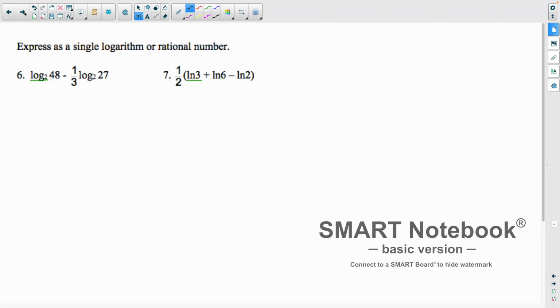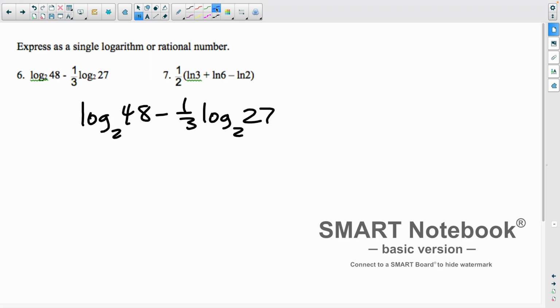Okay. Alright, so here we go, let's try another one. So I've got log base 2 of 48 minus 1/3 log base 2 of 27. It's a little bit simpler than what we just did. Alright, do I have like bases? Yes, but do I have something else? The 1/3. I gotta fix the 1/3 first. So I'm gonna take the 1/3, I'm gonna push it back, and I do have log base 2 and log base 2.